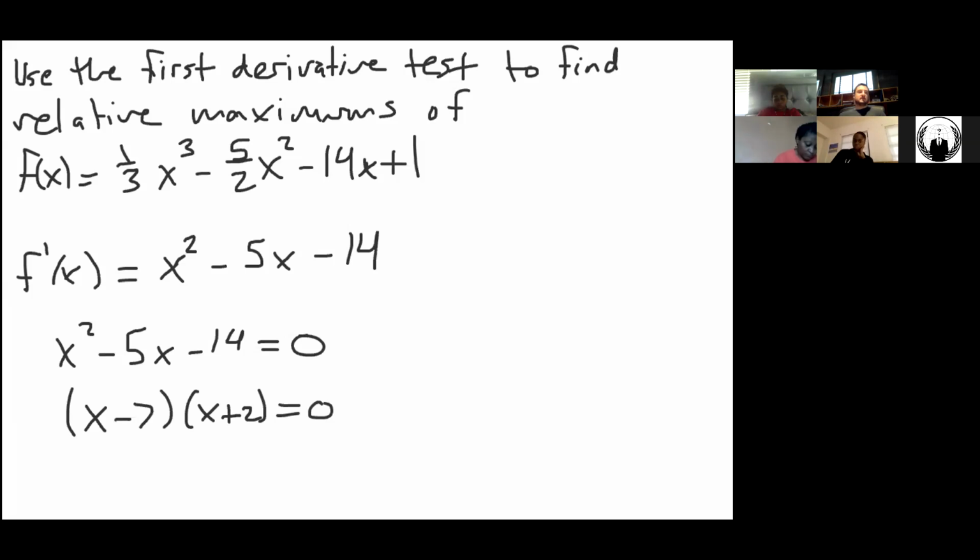This factors into x minus 7 times x plus 2, which means that my critical points, I'm going to shorthand it CP, are when x is -2 and when x is 7. So this is the first step. This is where my relative maxes or relative mins will occur.